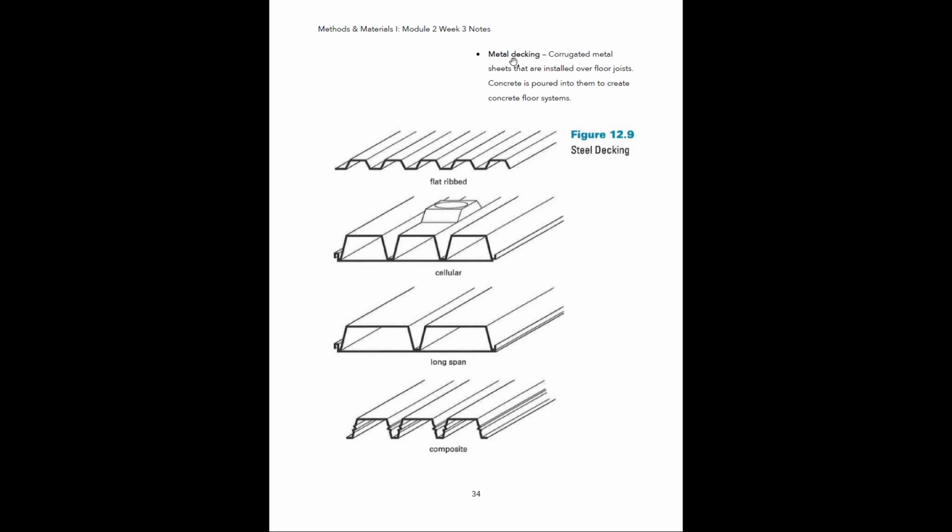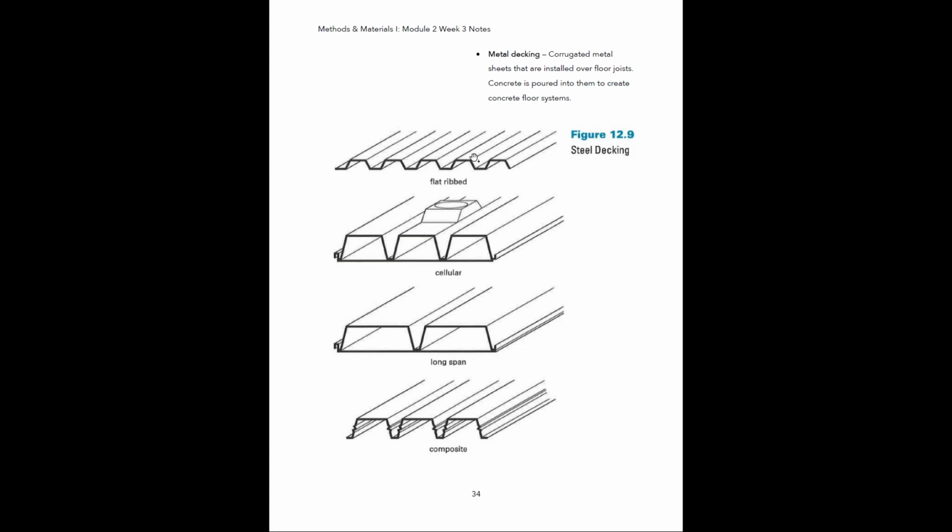Metal decking. Metal decking is a corrugated metal sheet that is installed over top of floor joists. They will pour concrete into these to create concrete floor systems in commercial buildings. This is what they look like. Typically, they have this ribbed pattern to them. The ribbing is what's known as the corrugation, that's the shape that you're seeing here. The purpose is to add rigidity to the structure. If they were just a flat plane, they would not be as structurally sound. By adding this zigzagging, it makes them more structurally sound.